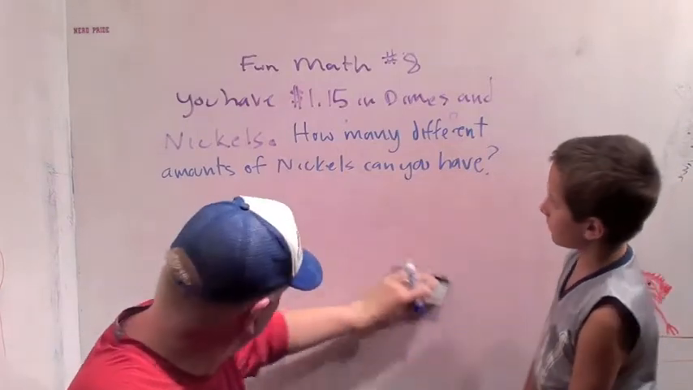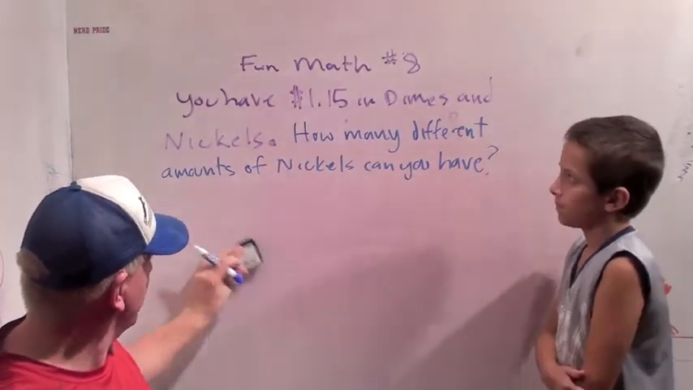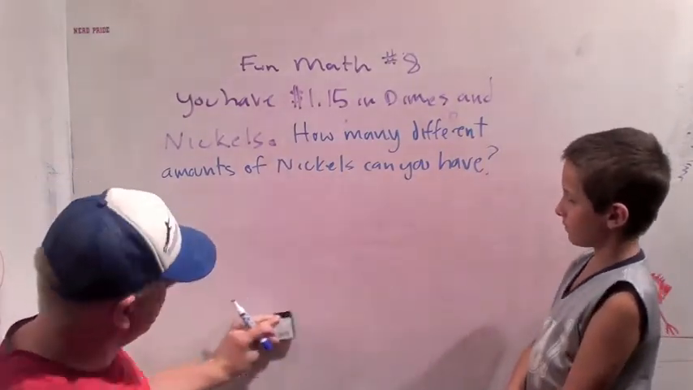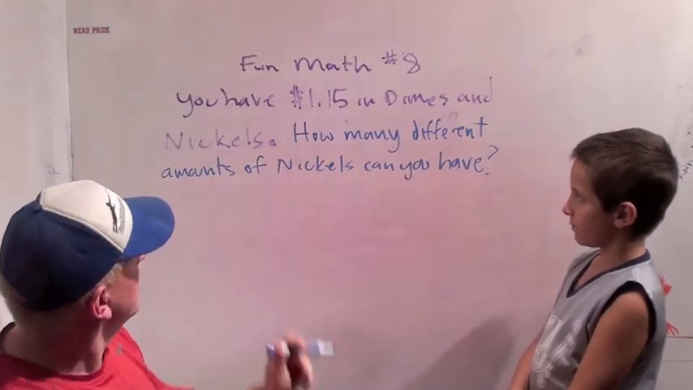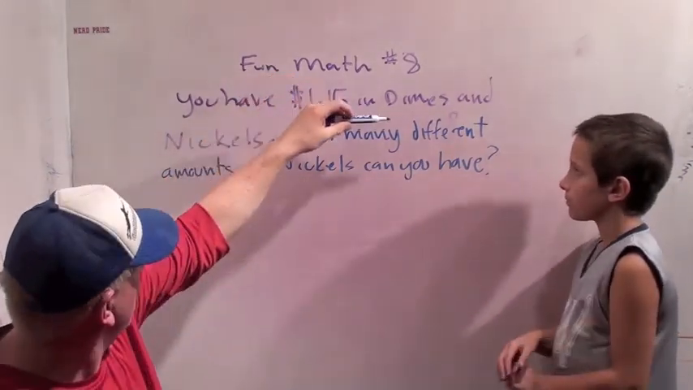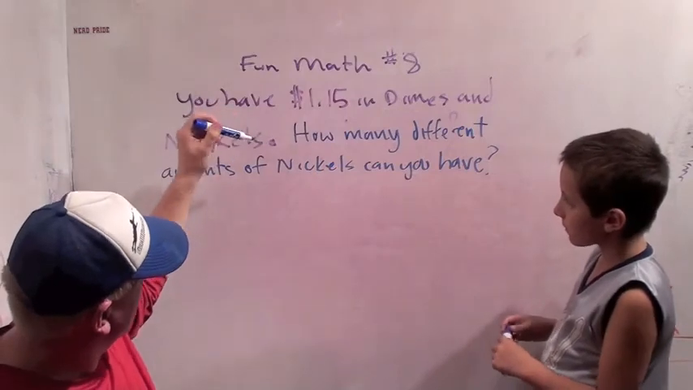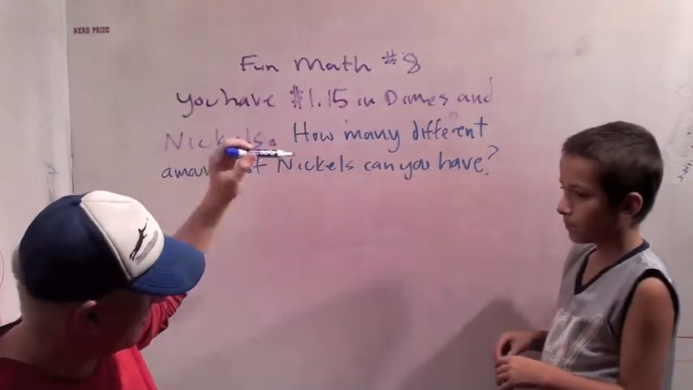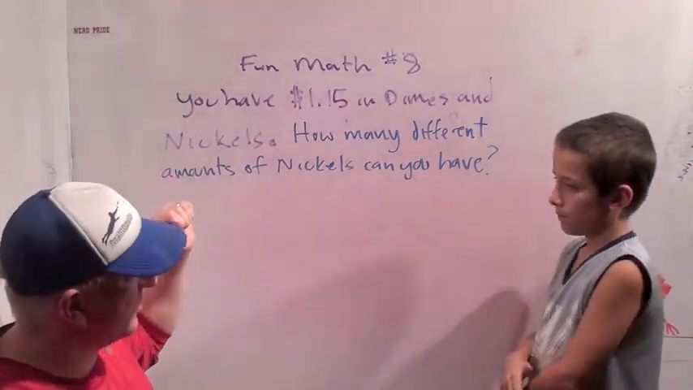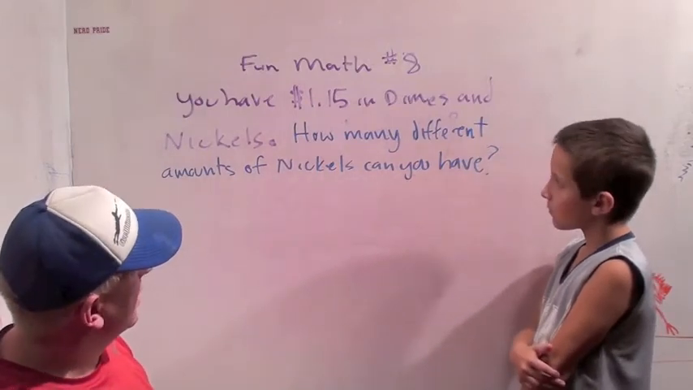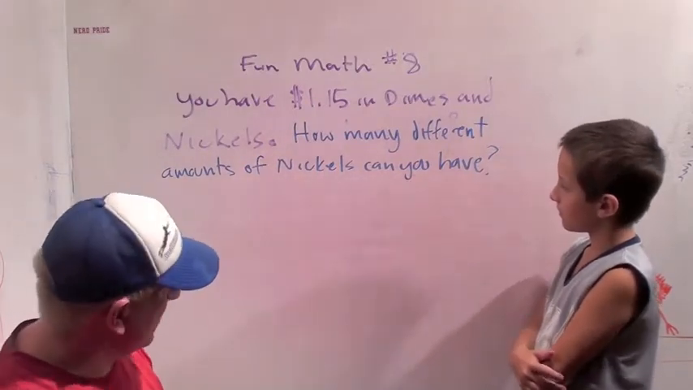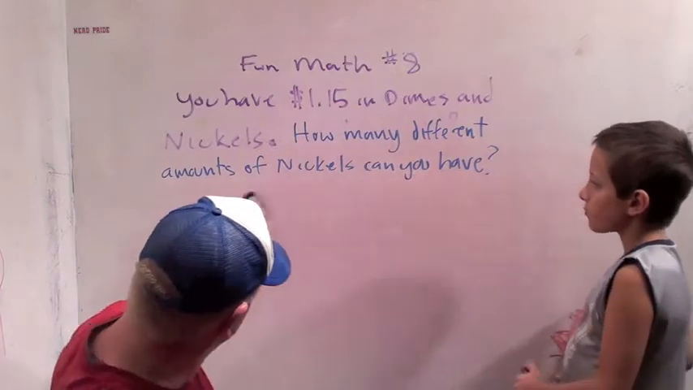We're doing a problem based off of a MOEMS problem. Here it is. You have $1.15 in dimes and nickels. You only have dimes and nickels, maybe both, maybe you might have 0 too. How many different amounts of nickels can you have? How would you like to approach this problem?